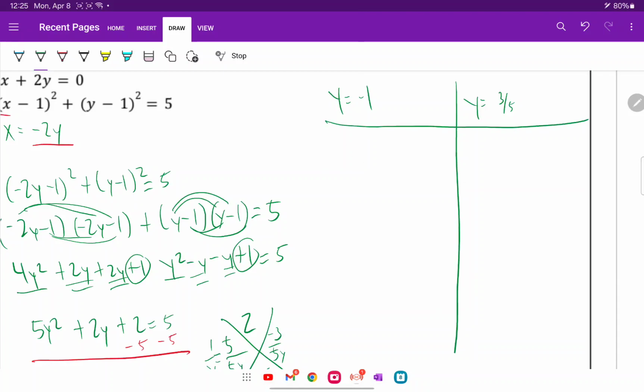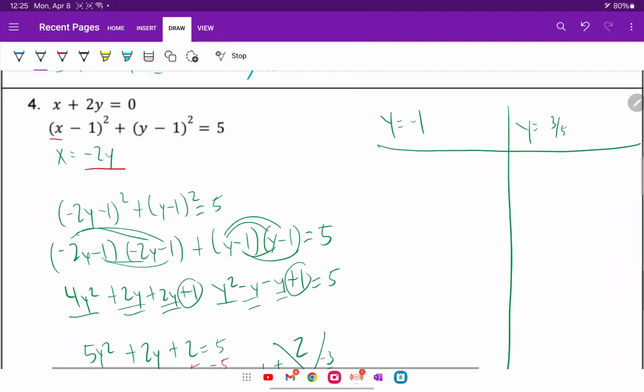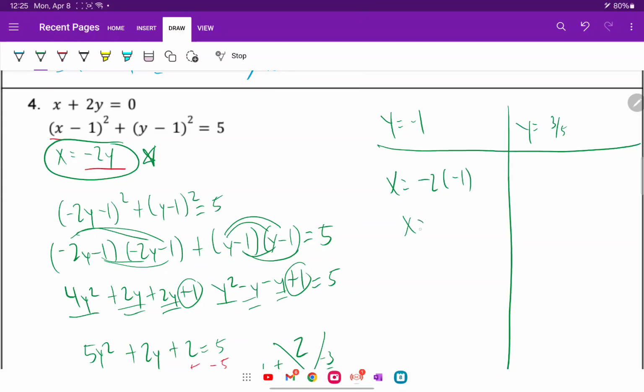All right, now we're just going to plug this into our original equations, work it out, and see what we get. So the one I like to plug it into is the one I solved for myself. So x equals negative 2 times y, which is negative 1, so x is 2. So my first ordered pair is going to be 2 comma negative 1.